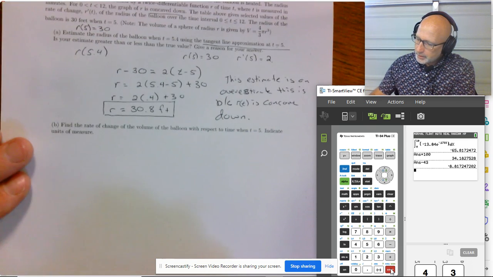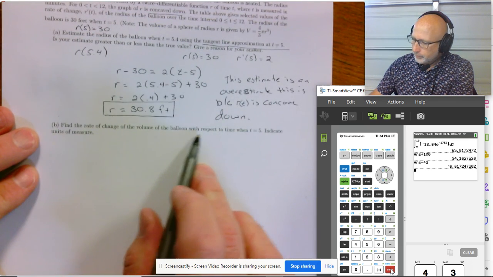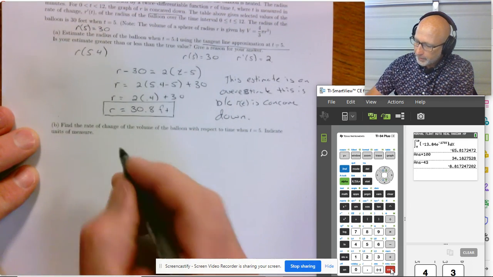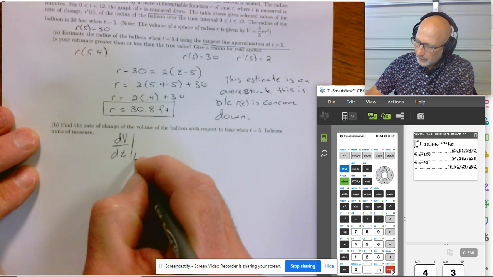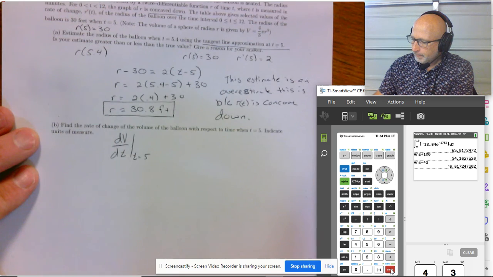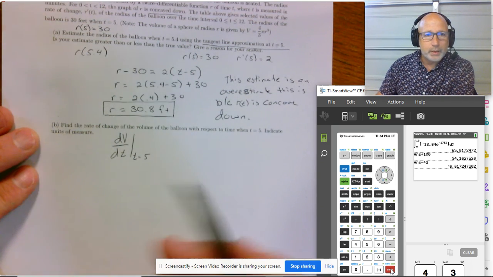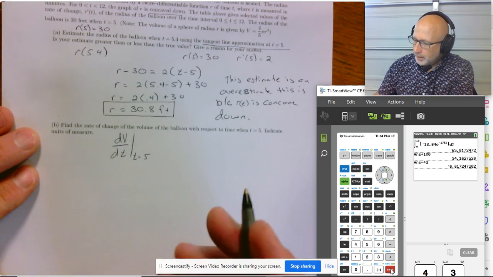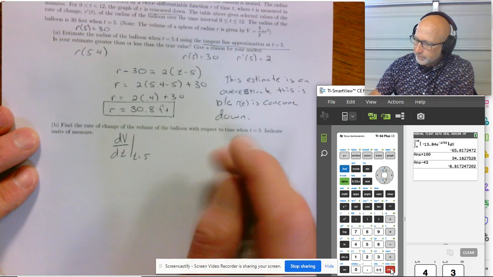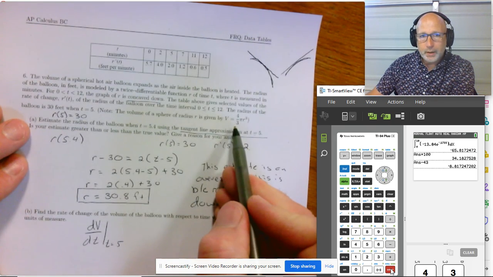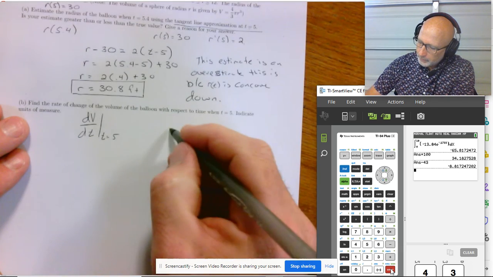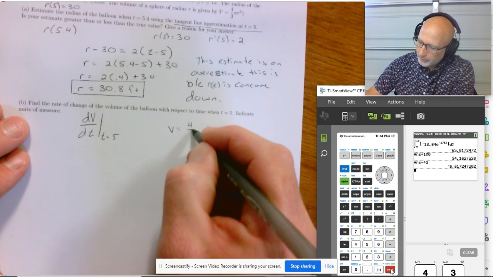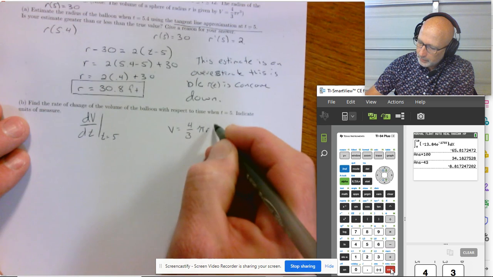Okay, B. Find the rate of change of the volume of the balloon with respect to time, when time is equal to 5. So I'm trying to find dV/dt when t is equal to 5. Indicate the units of measure. So what do I need to do this? I need an equation for volume. Well, lucky for me, I already have an equation for volume. It's given right here. V is equal to 4/3 pi r cubed.